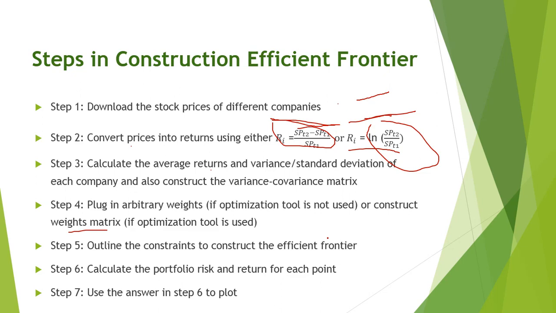But we can put that as a constraint also. And then calculate the portfolio risk and return for each point. There will be different points in it. Then you just plot those points and link them. It becomes an efficient frontier.